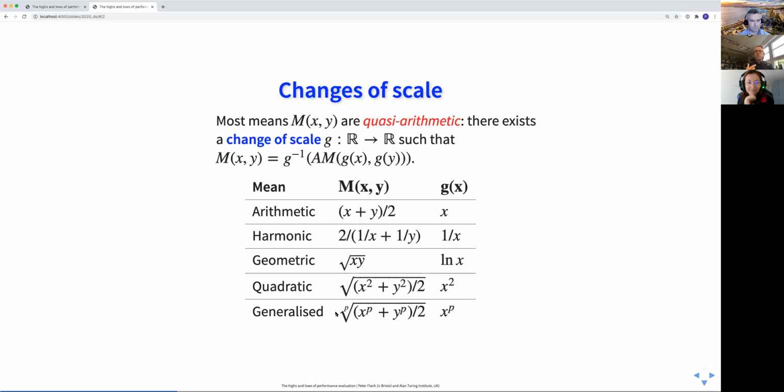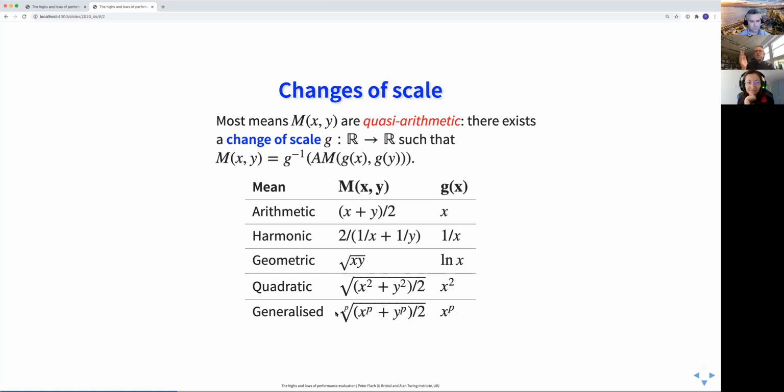So what you're doing is, before you take the arithmetic mean, you first change the scale through a function g, then you take the arithmetic mean, and then you apply the inverse of g to get it back to the scale that you started from. So for example, for harmonic mean, this change of scale is 1 over x, the reciprocal. For the geometric mean, the change of scale is the logarithm of x in some base. It doesn't really need to be the natural logarithm.